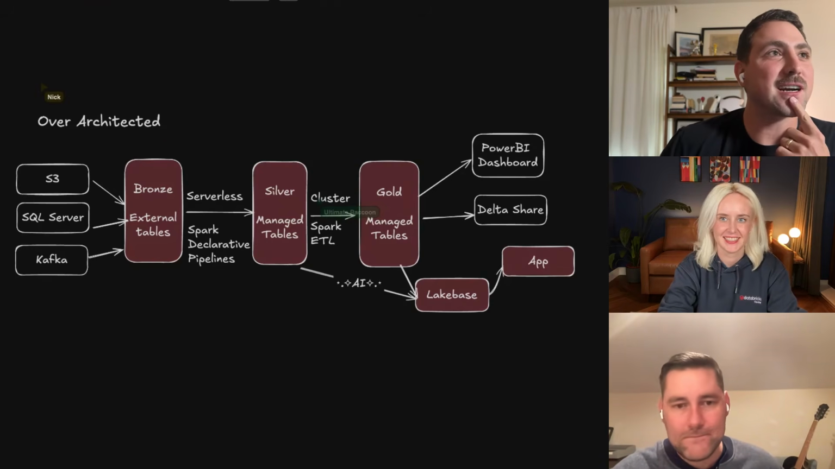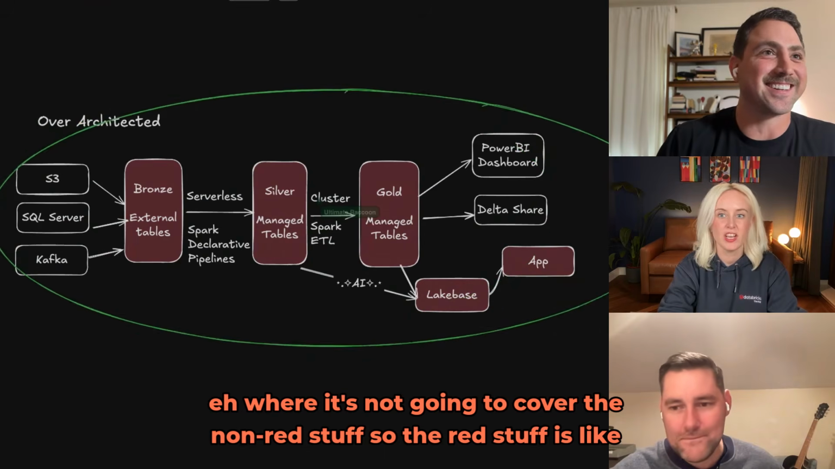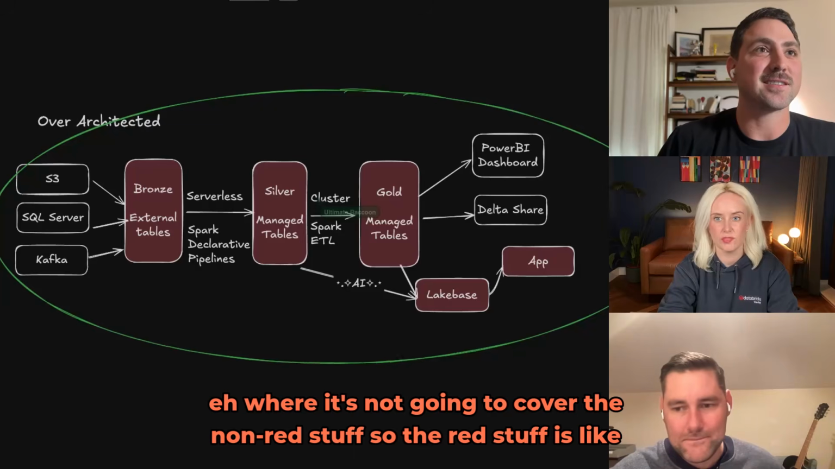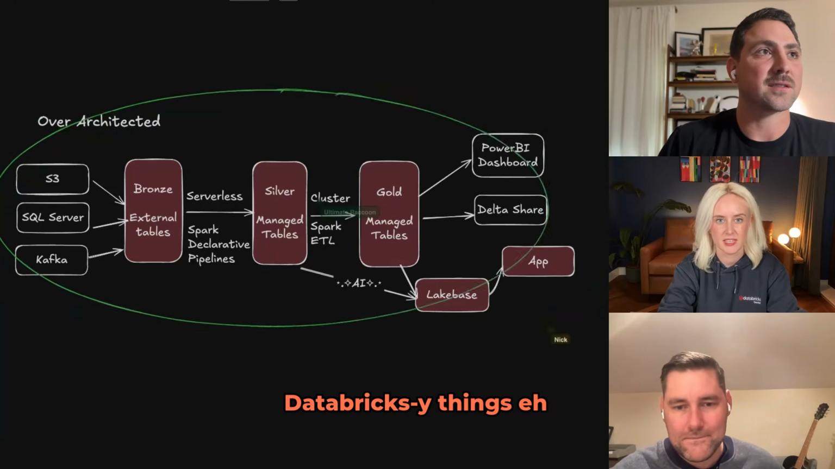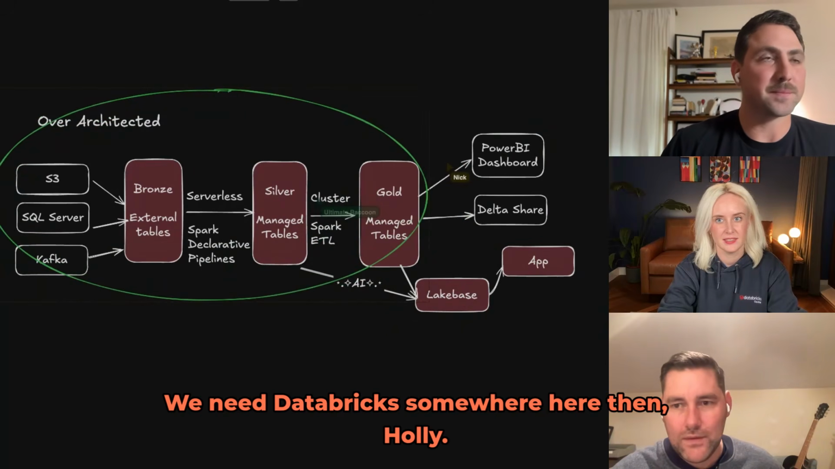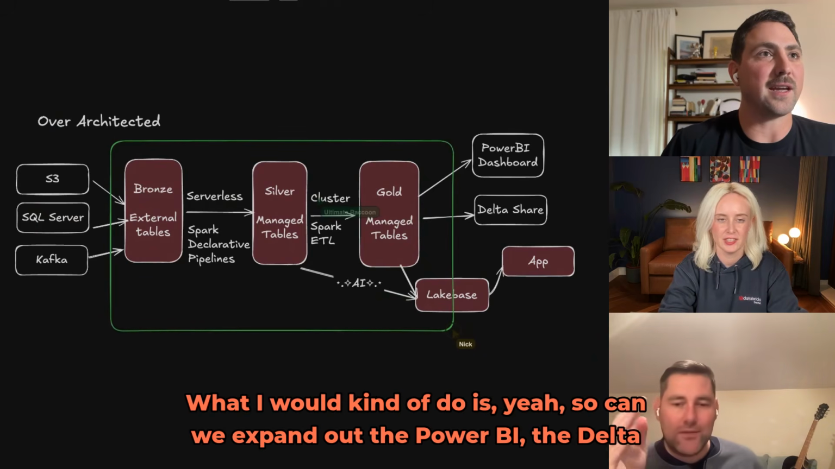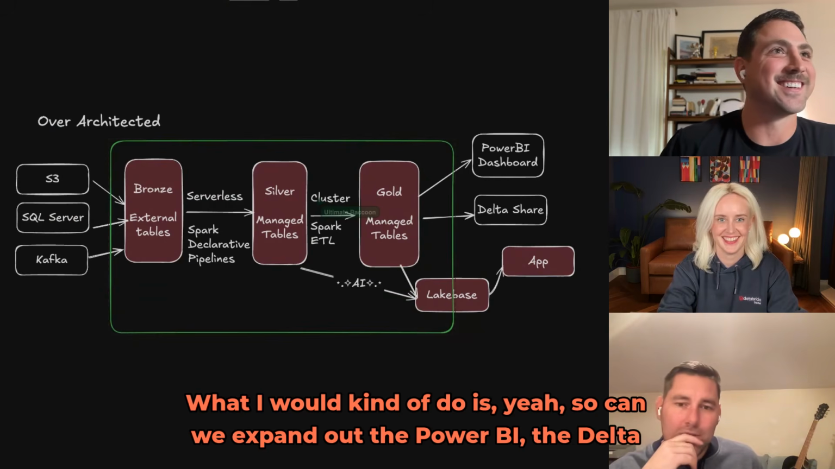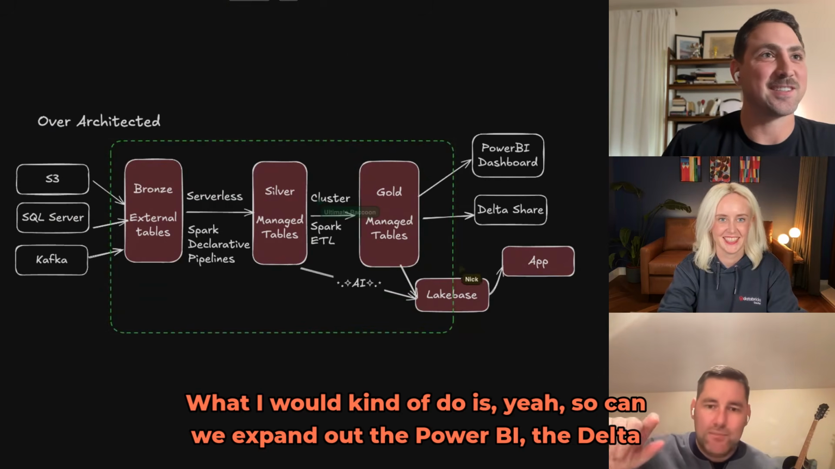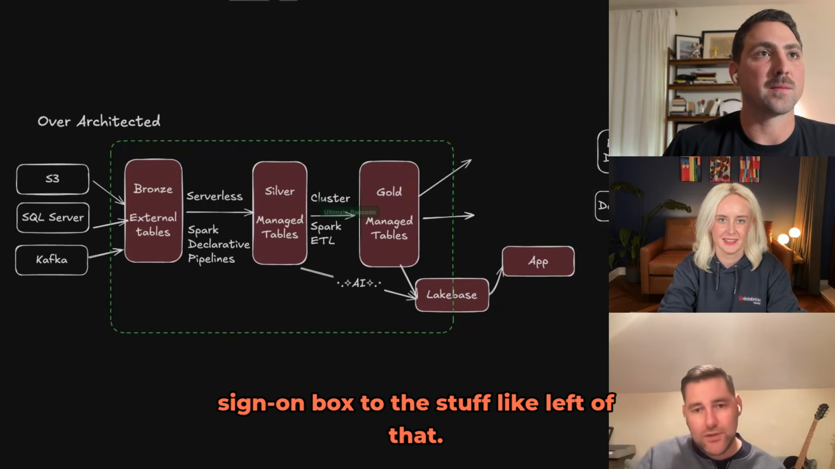Well, it applies to our entire thing. So can I just make a huge box? Is this okay? Well, it's not going to cover the non-red stuff. The red stuff is the Databricks things. Oh, okay. Well, we need Databricks somewhere here then, Holly. Okay, the red stuff. What I would do is, Andy, walk me through this. Yeah. So can we expand out the Power BI, the Delta Share, and the app to give us a bit more room, and then we'll apply the single sign-on box to the stuff left of that.